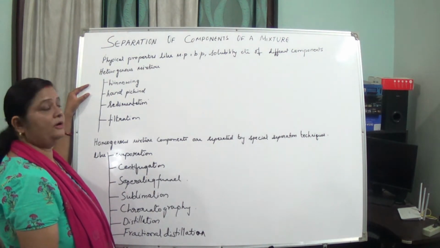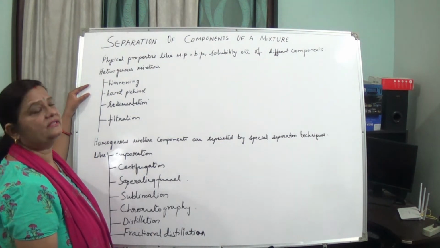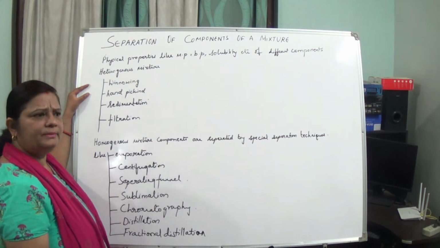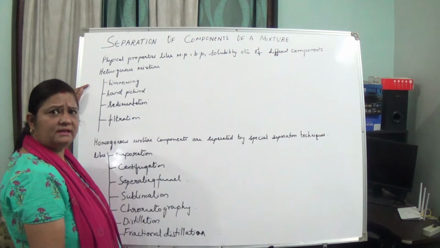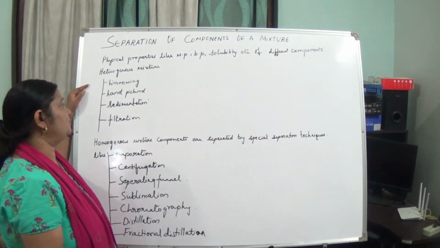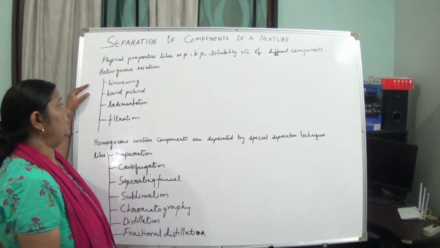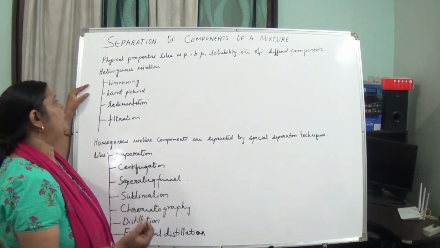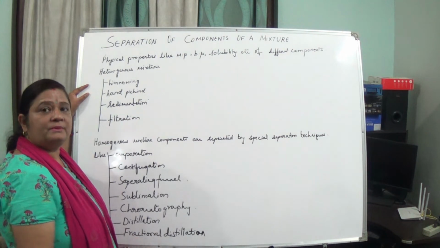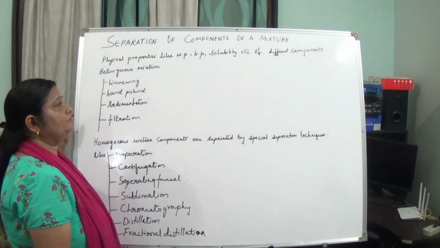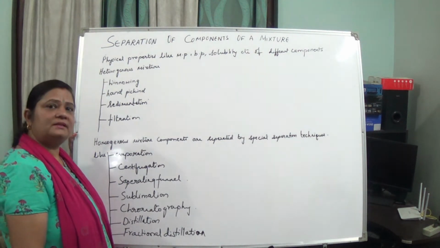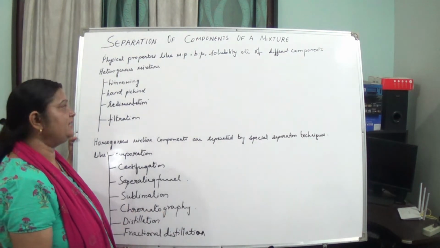How can the components of a heterogeneous mixture be separated? The first process we can use is winnowing. A very common example is the husk present with the rice grains. This husk can be removed and we can get the rice grains by the process of winnowing. Now hand picking, just picking out the substances present. For example, picking stones present in the sand. We can remove the stones from the sand.